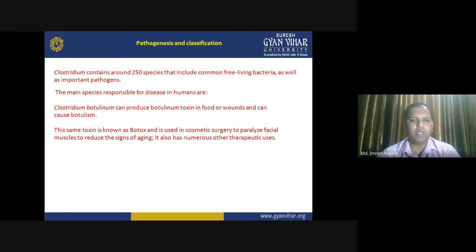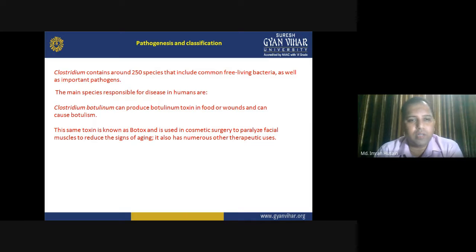The main species responsible for human diseases are, so there are particular types of species that cause diseases in humans. Not all the species of Clostridium are pathogenic to humans. There are specific types of species that are extremely pathogenic. Now we are going to study about them. Clostridium botulinum can produce botulinum toxin in foods or wounds and can cause botulism. It is a condition that is linked with the central nervous system, and it is extremely dangerous.